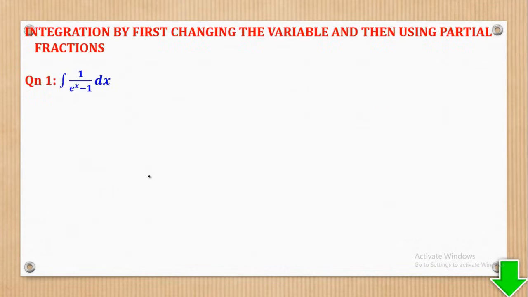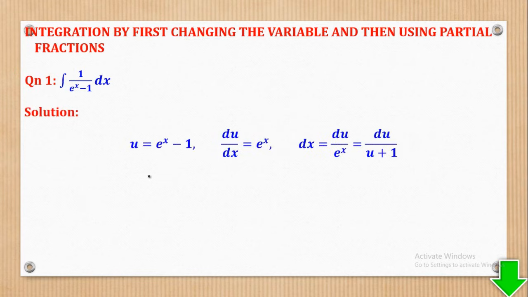So now we shall go to integration by first changing the variable and then using partial fractions. So question 1 says integrate this. The first thing to do is to let the denominator be equal to a variable, let's say u. So u will be equal to e^x minus 1.